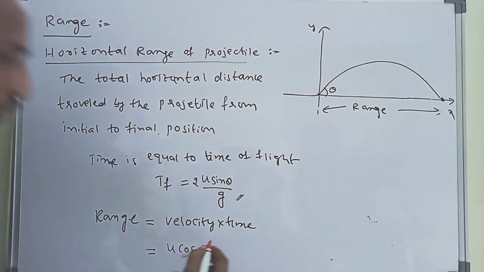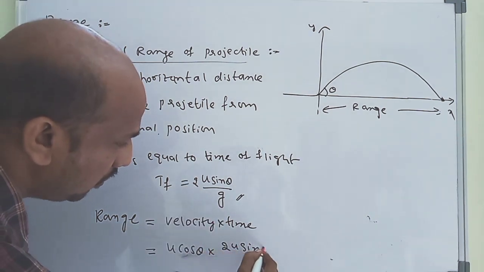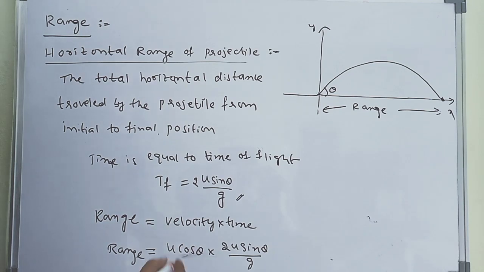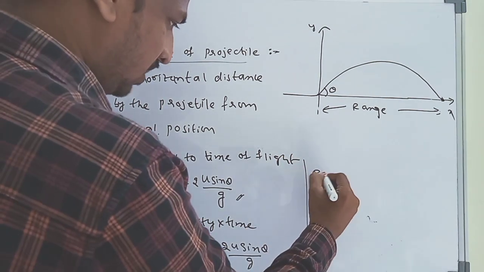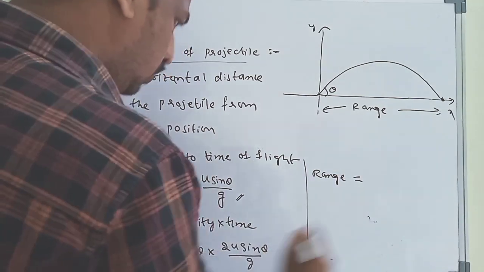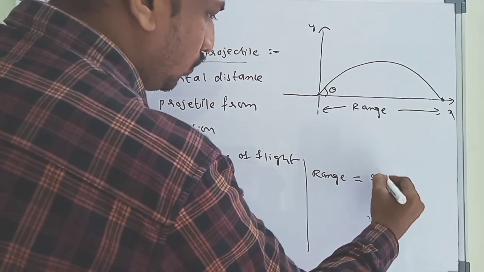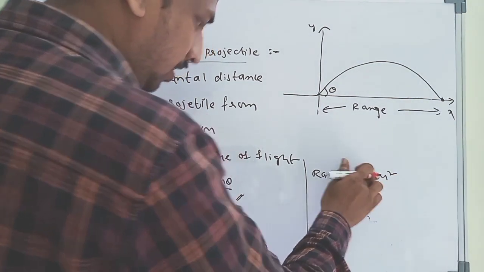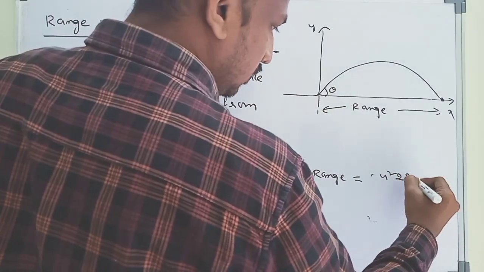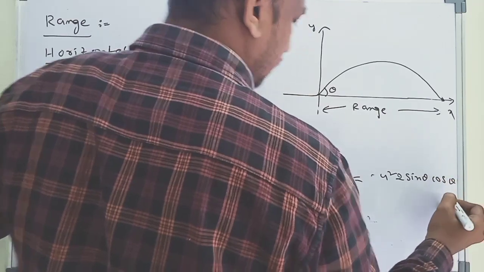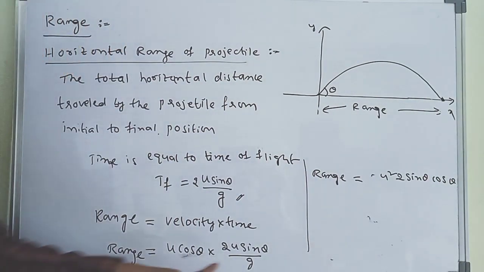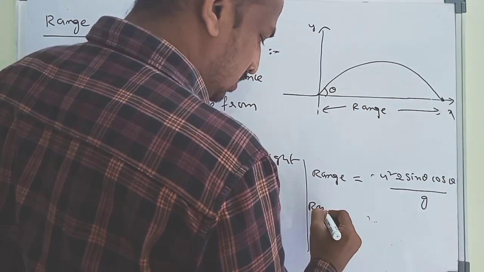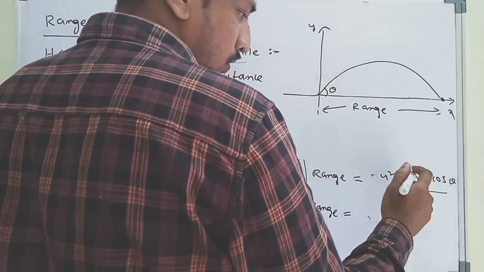So what is the time now? 2u sin theta by g. Therefore range is equal to u cos theta into 2u sin theta by g, that is u square into 2 sin theta cos theta, divided by g.